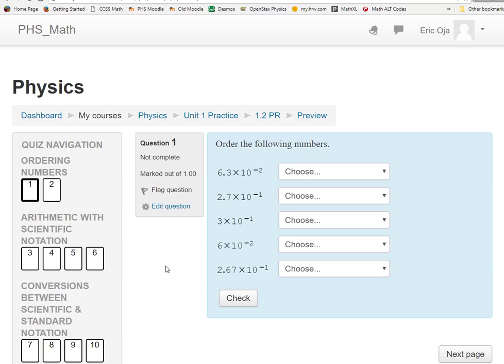Okay, next one is just going to be some stuff where you're doing arithmetic with measurements. So just try this out. This isn't really very hard, it's almost a warm-up in a way, but get used to the format a little bit.